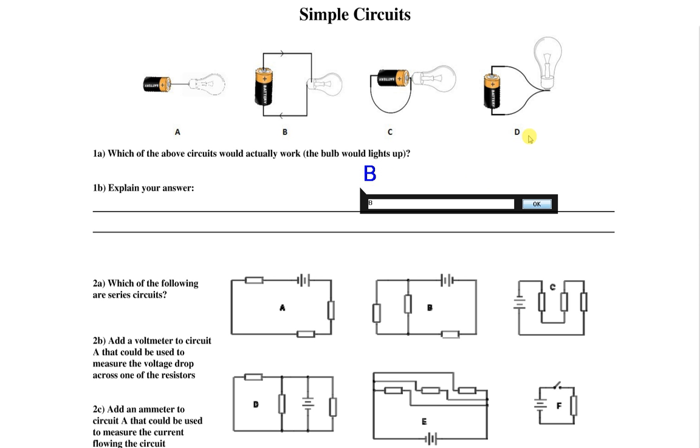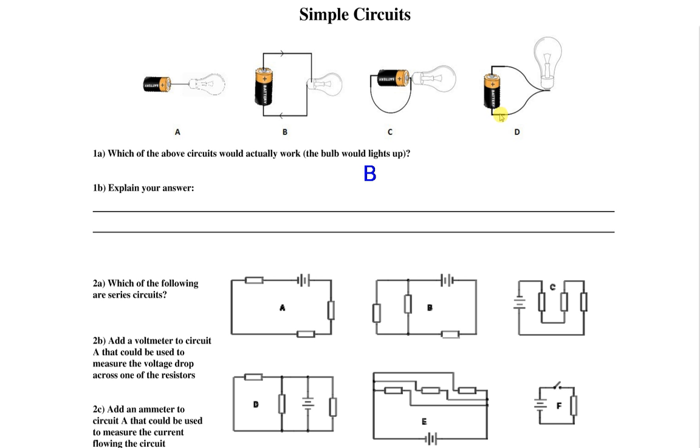And the reason for that is basically that it's the only one where there's a complete circuit and the bulb is actually a part of the circuit. So C and D also have a complete circuit, but electricity would just go straight through the wire. The bulb is kind of attached onto the side of it. Electricity wouldn't actually flow through the bulb.